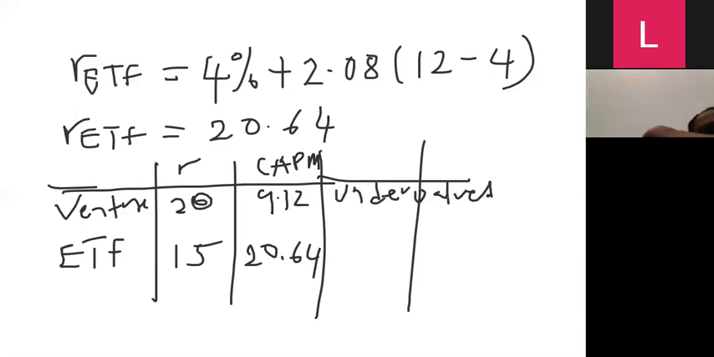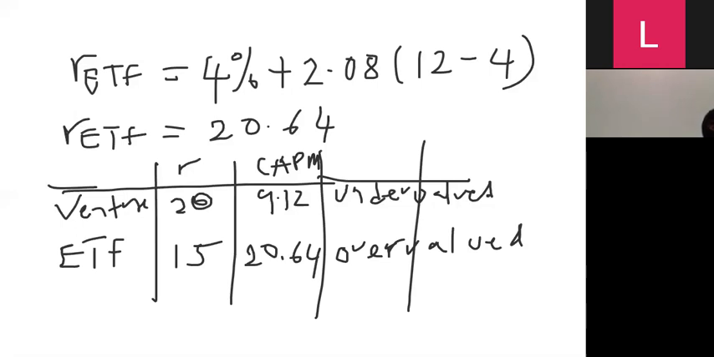And CAPM also overvalued the other. Well, this is supposed to be 15, so I will say overvalued, because the 20.64 is greater than what was given, which is 15% for this one. And for venture capital, they gave 20%. However, CAPM gave us 9.12. So CAPM undervalued venture capital, while it overvalued the ETF fund. Okay, so that is according to question 4.